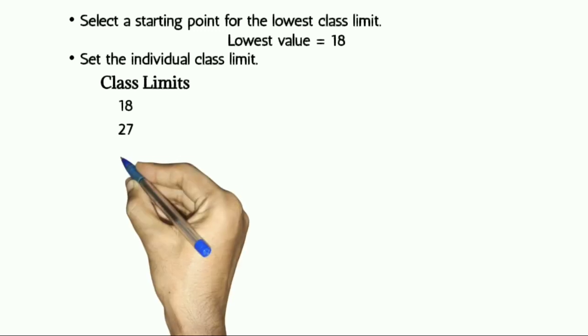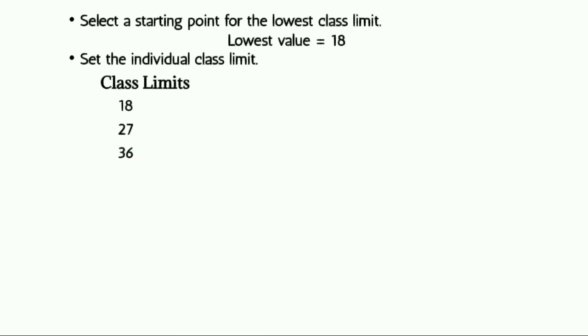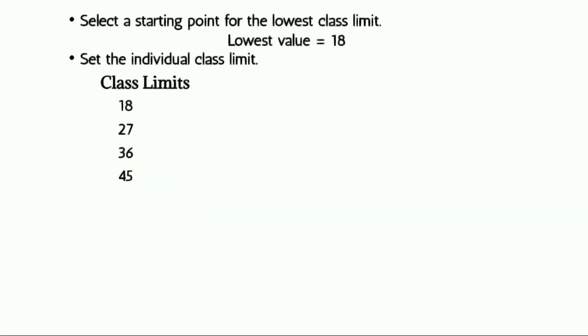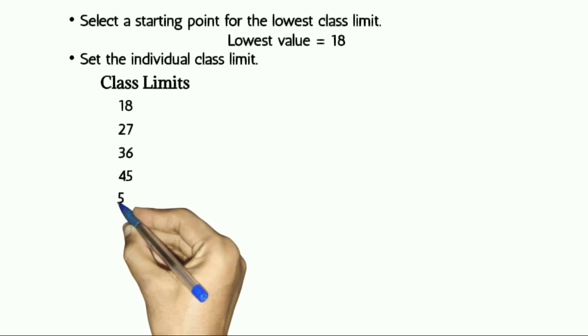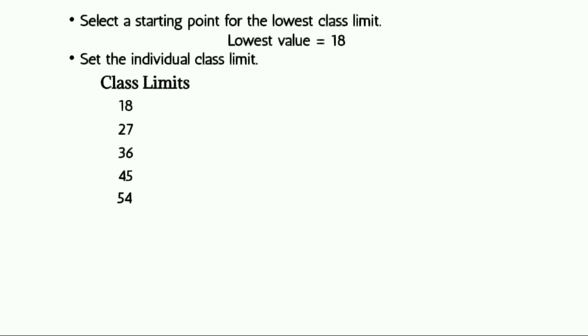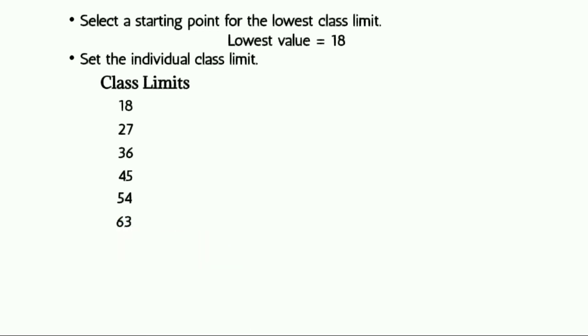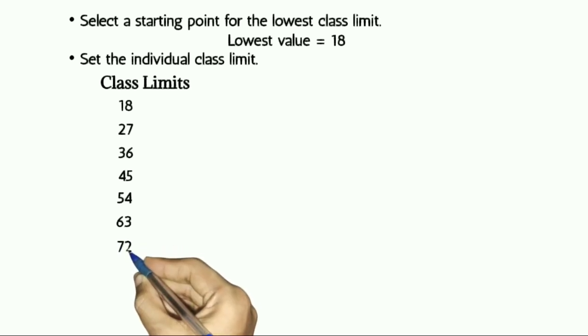27 plus 9, that is equal to 36. Sa fourth row, 36 plus 9, that is equal to 45. Sa fifth row, 45 plus 9, that is equal to 54. Sa sixth row, 54 plus 9, that is equal to 63. And for the seventh row, 63 plus 9 is equal to 72.